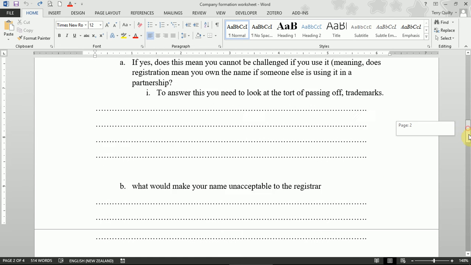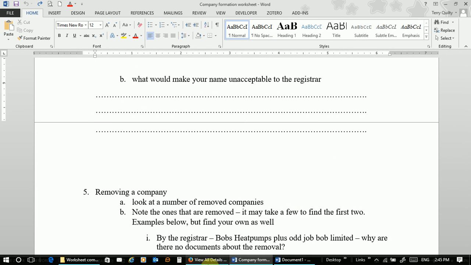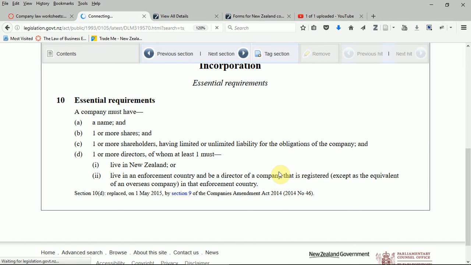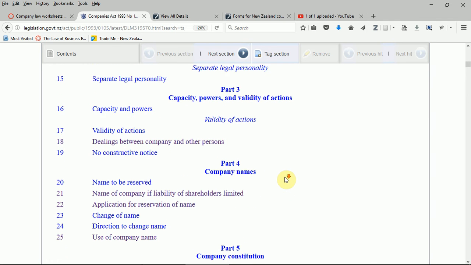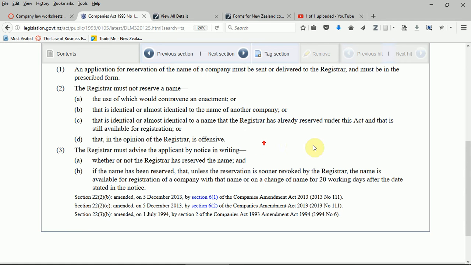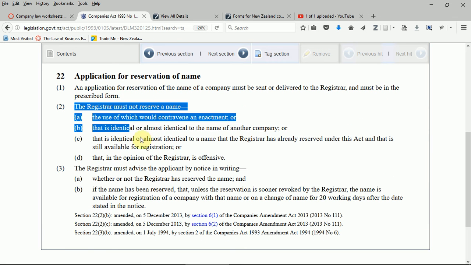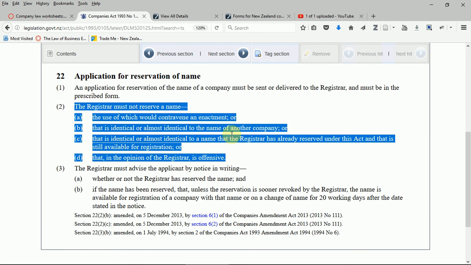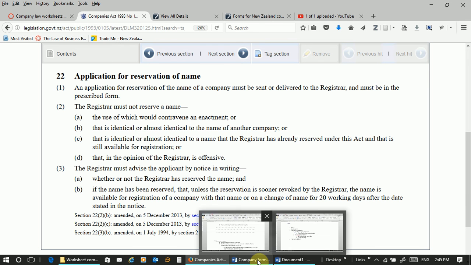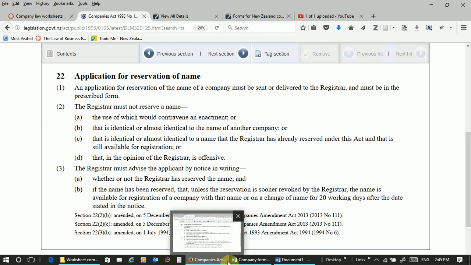The other thing to have a look at here is what would make your name unacceptable to the registrar. Now, we get that from the Companies Act, looking at names. So we have the name of a company, we have an application for reservation, and we have use. So the application gives the reasons why we might not have it, or be allowed to have it. And contravene an enactment such as royal names, identical to another name or one that's already been reserved, or offensive. So you may want to consider the question, and you can easily Google this as well, what is an offensive name to the company's registrar?